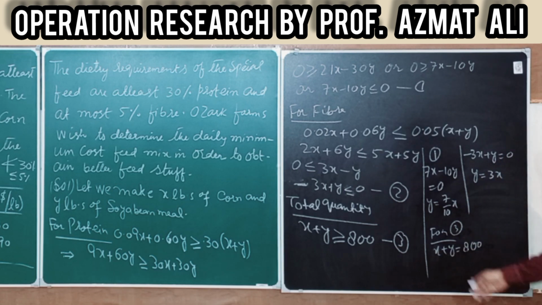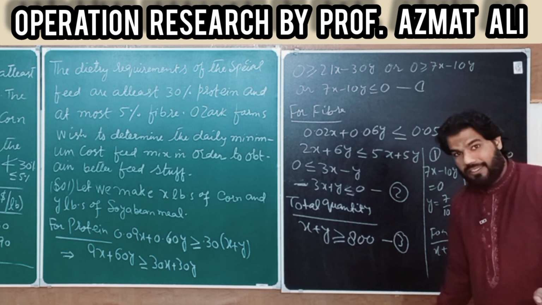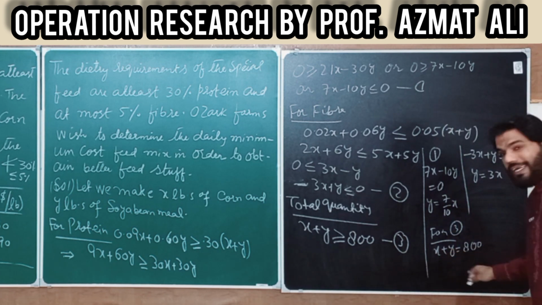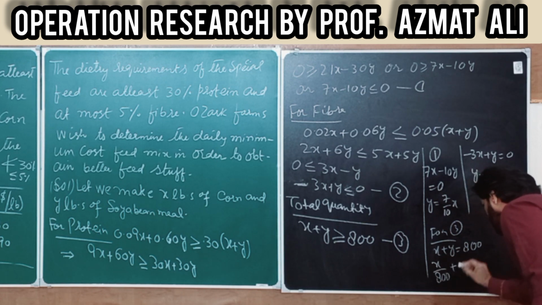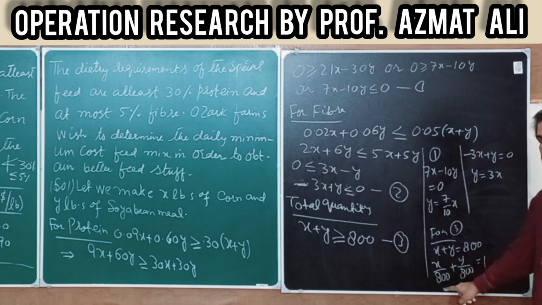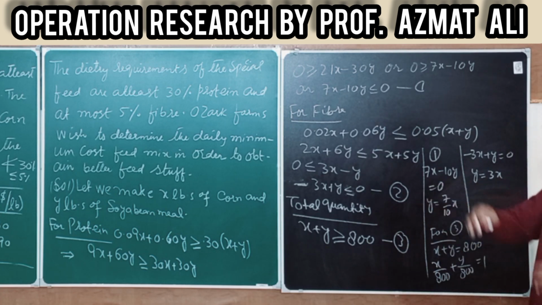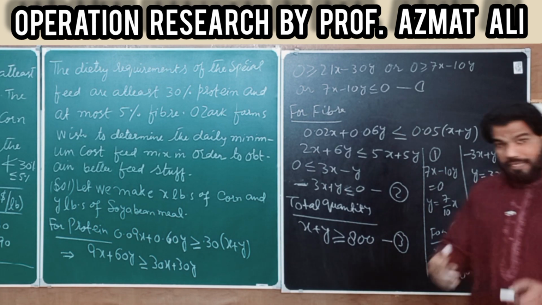To draw the graph of this equation, we convert it into x-intercept and y-intercept. So dividing on both sides by 800, we have x by 800 plus y over 800 equal to 1. So the x-intercept is 800 and the y-intercept is also 800. Those are sufficiently large numbers. So how can we tackle them?